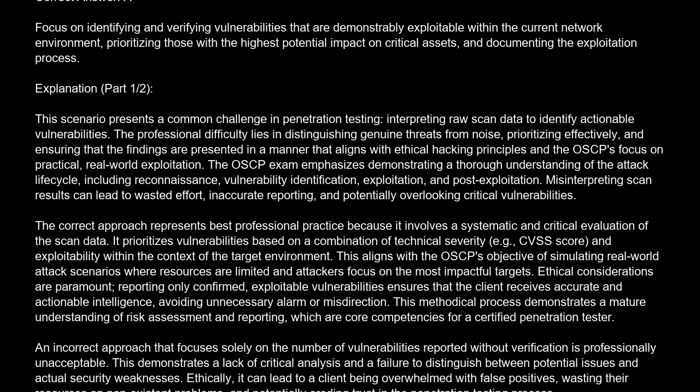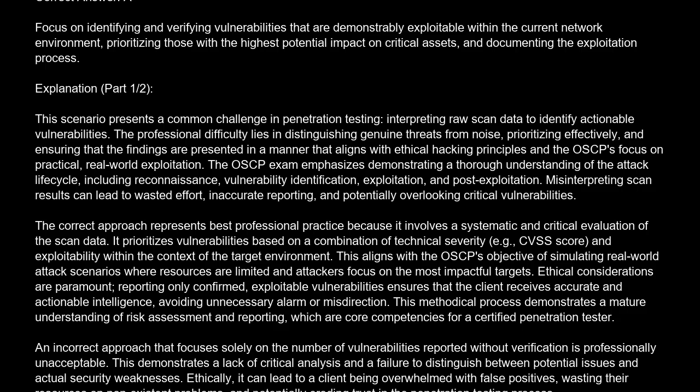Misinterpreting scan results can lead to wasted effort, inaccurate reporting, and potentially overlooking critical vulnerabilities. The correct approach represents best professional practice because it involves a systematic and critical evaluation of the scan data. It prioritizes vulnerabilities based on a combination of technical severity, e.g., CVSS score, and exploitability within the context of the target environment. This aligns with the OSCP objective of simulating real-world attack scenarios where resources are limited and attackers focus on the most impactful targets.